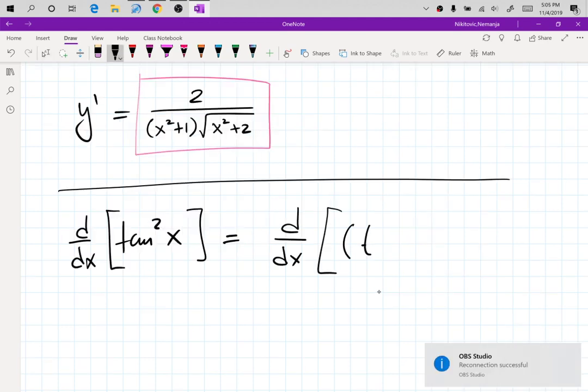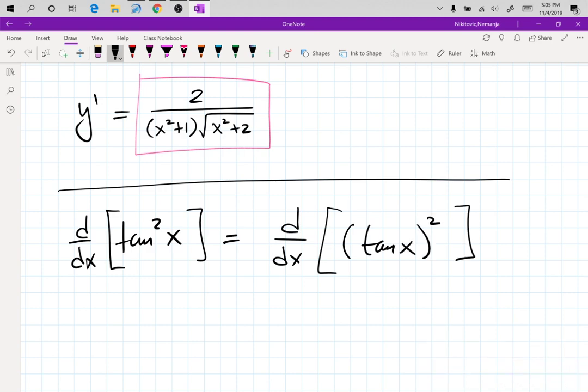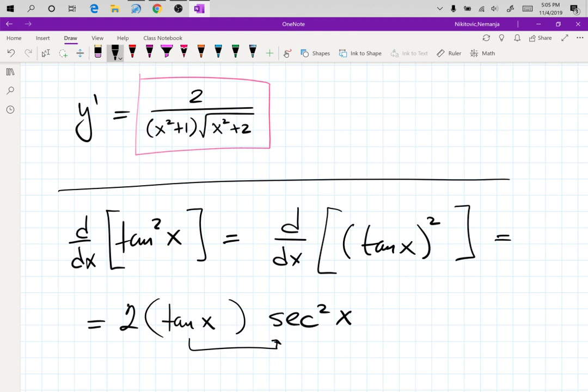As tangent x everything squared. That's what it means. And this is like taking the derivative of x squared. So it's going to be 2x to the first power, which is just 10x. And then the derivative of the tangent x is secant squared x. That's the chain rule.